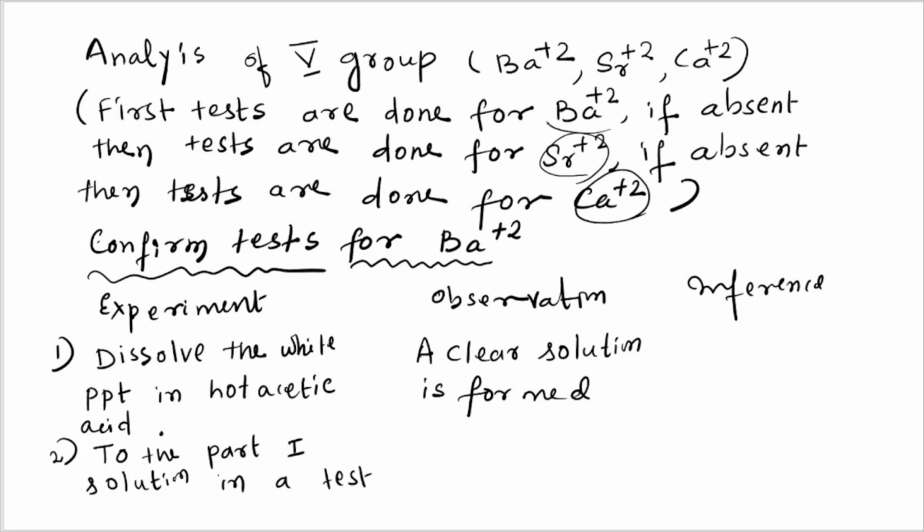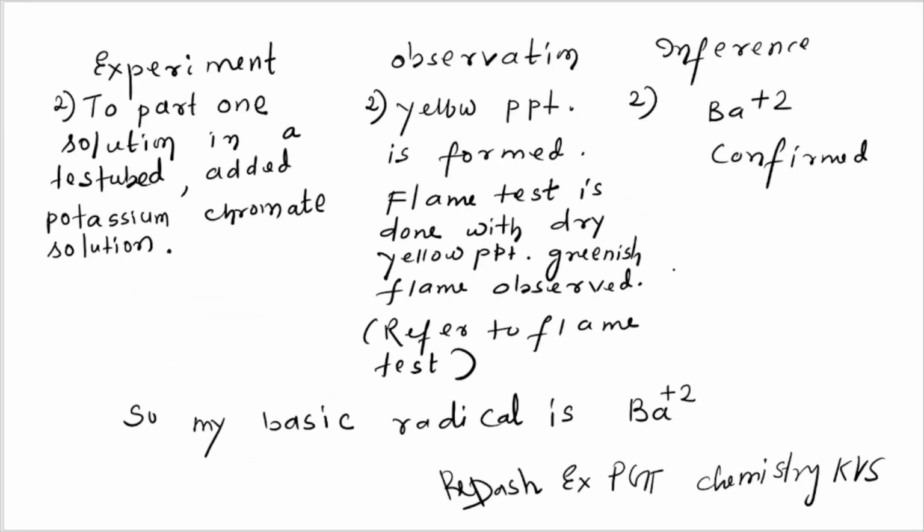Then confirm test for what? Ba plus 2. Dissolve the white precipitate in hot acidic solution. Acetic acid you add to the precipitate. A clear solution is formed. You will divide the solution into 3 parts. First part for barium plus 2. Second part Sr plus 2. Third part Ca plus 2. But you should remember, first you will do Ba plus 2.